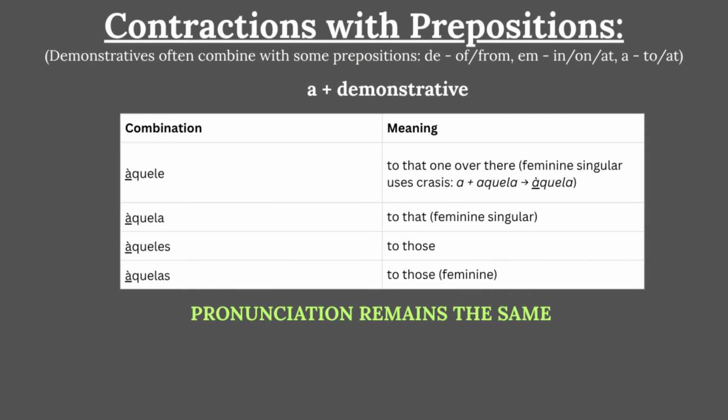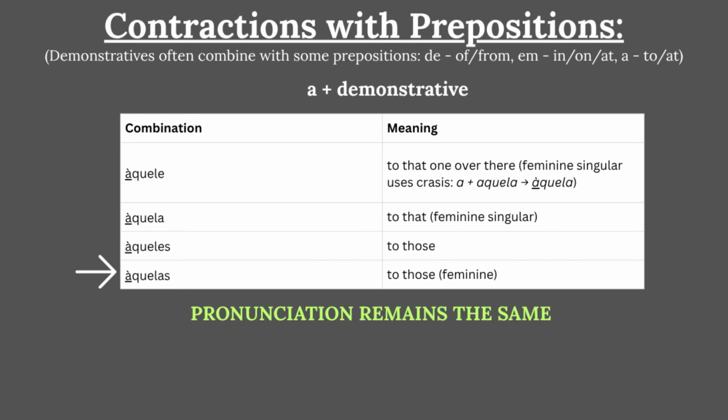When it comes to a plus a demonstrative, this is where the grave accent is used, making crasis, which is a fusion of two vowel sounds into one. For instance, the word àquele means to that one over there, which is masculine singular. The word àquela means to that, feminine singular. Àqueles means to those, masculine plural, and àquelas means to those, feminine plural.